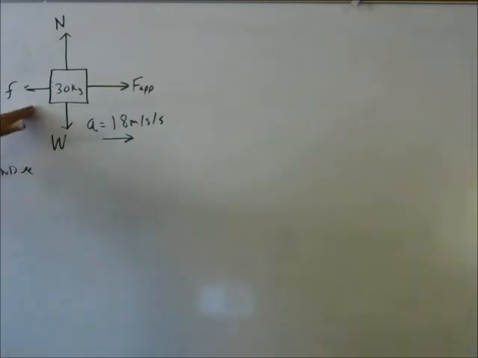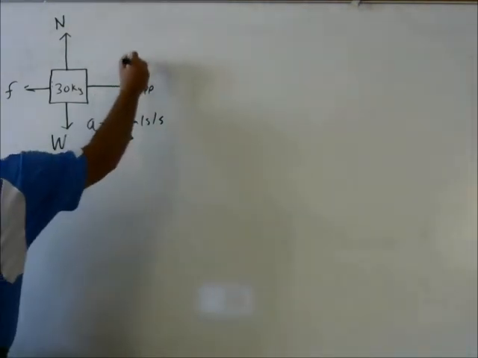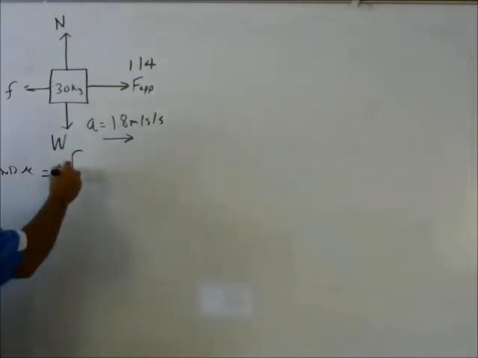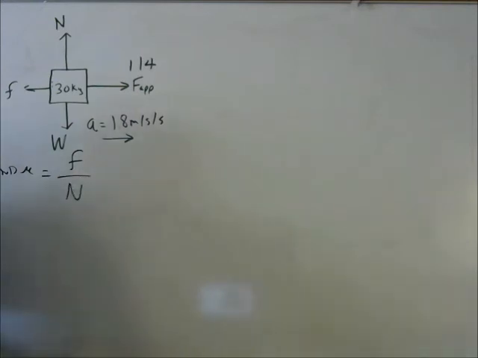So here we have a 30 kilogram block sitting on some rough surface. There's going to be a force applied. It's going to be equal to 114 newtons. And the block is going to accelerate at 1.8 meters per second squared to the right. So we're going to have to figure out a mu from that. In order to find mu, we're going to have to find frictional force and normal force.